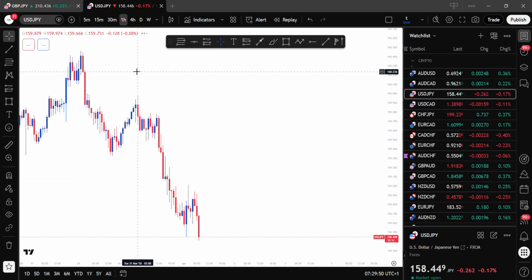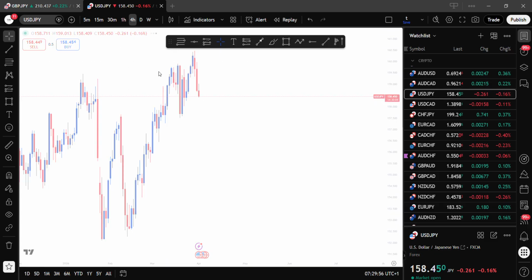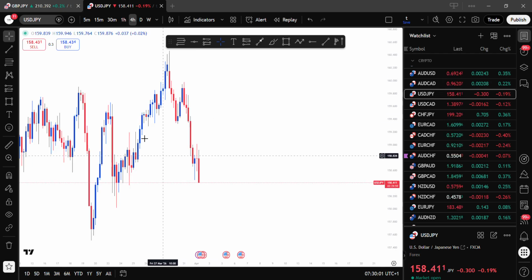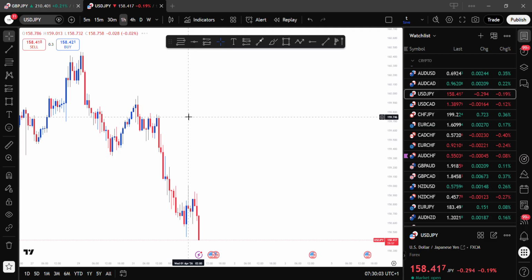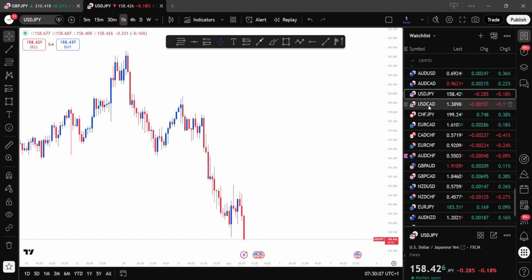On USD JPY, if you check the daily time frame, you can see market has been selling. So if you check the 4 hours, more sales are happening, but there's no entry. On 1 hour as well, more sales are happening, no entry for us.